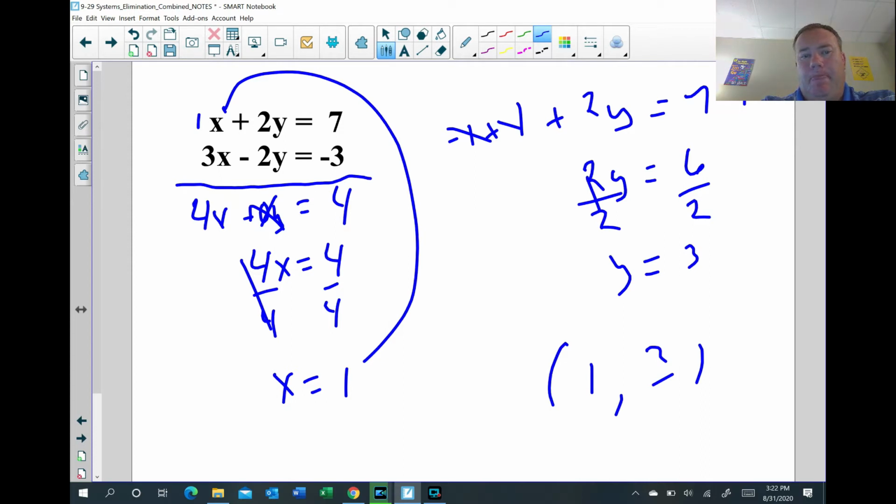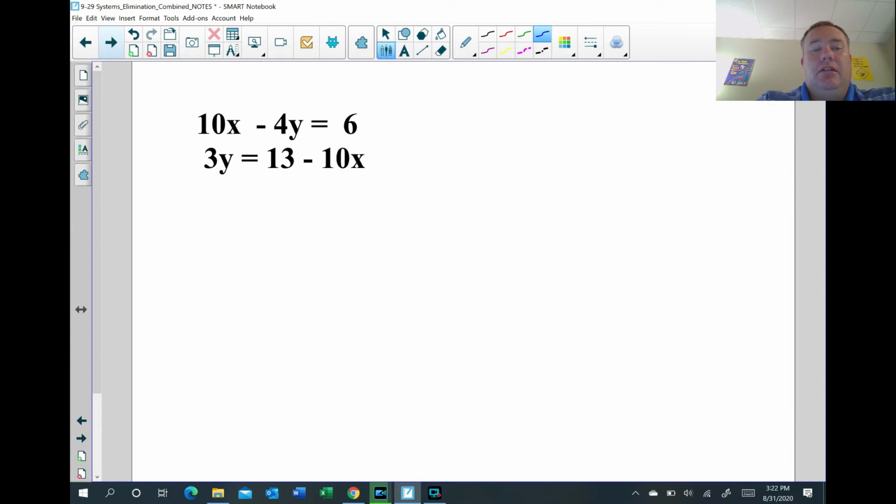Okay? Alright, let's try another one. Now, a couple things in this problem. And this is going to go kind of on the second progression in solving a system of equations. Now, to start off with, the second equation is not in the correct form. So we're going to have to put it in the correct form. And the idea is that you want ax plus by is equal to c. Well, this x is on the wrong side, so I'm going to add the opposite of that 10x to both sides.